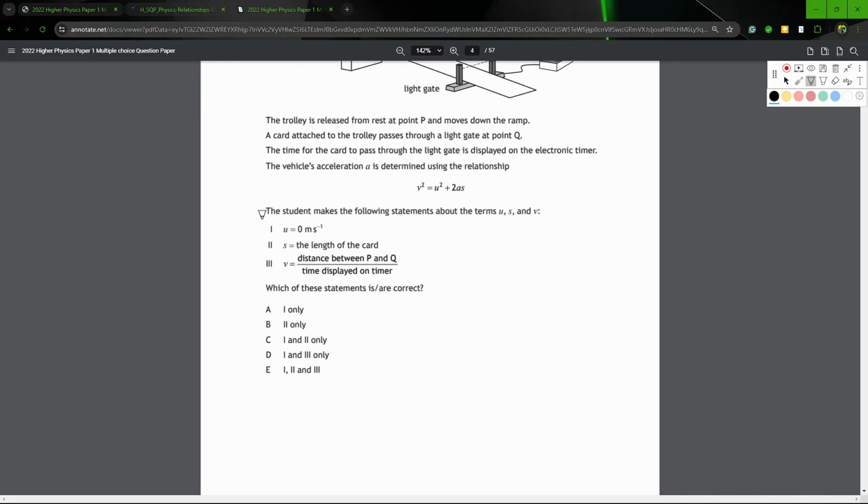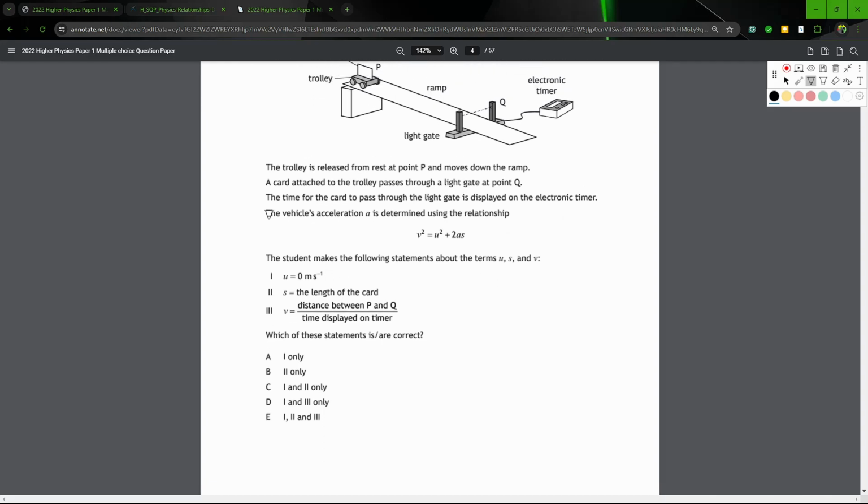The student makes the following statements about the terms u, s, and v. u equals 0 meters per second, s equals the length of the card, and v equals the distance between P and Q divided by the time displayed on the timer. So, let's go through these.